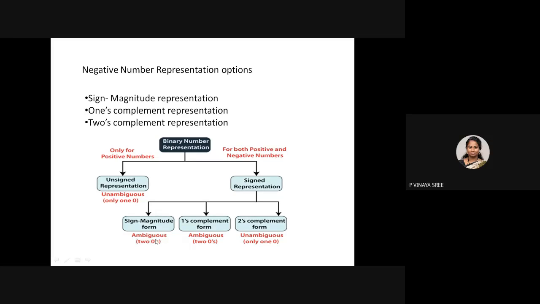It is ambiguous. Zero is represented in two ways in signed magnitude representation. Even in one's complement, zero is represented in two ways. Let me explain with an example. But before going to that, in two's complement representation, zero is represented in the same way, it is unambiguous, you do not have two combinations for zero. So we will start with signed magnitude form.